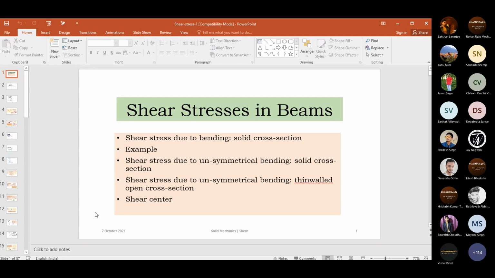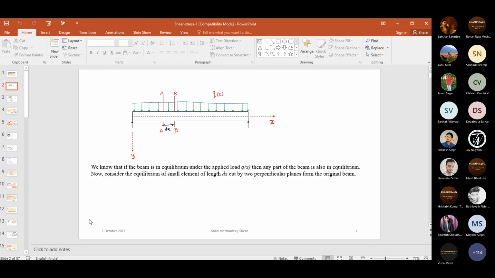So we will solve one example, then we can go to unsymmetrical bending, solid cross section and thin walled open cross section. What are the shear stresses we will calculate. And finally, I will introduce a notion called shear center. Okay.